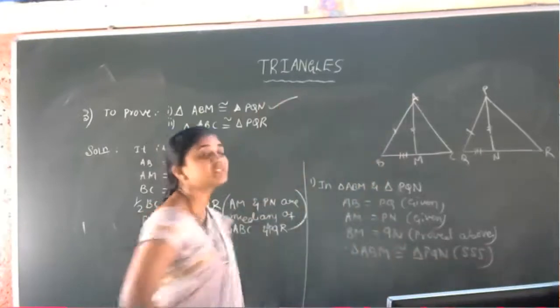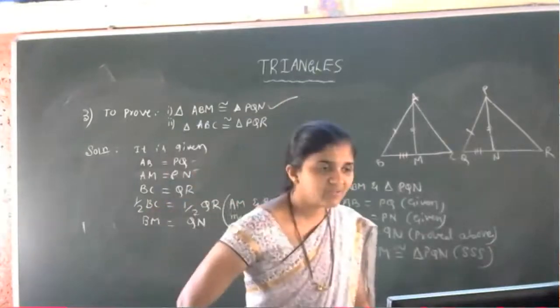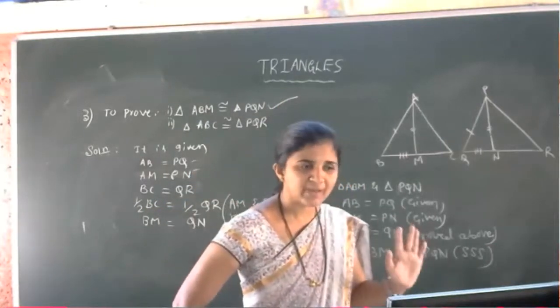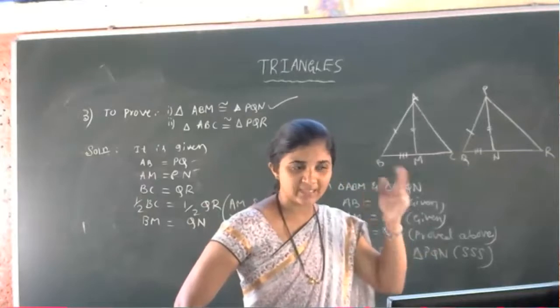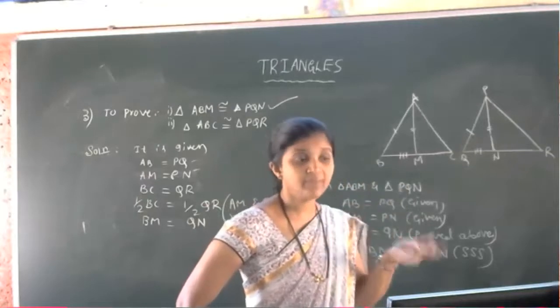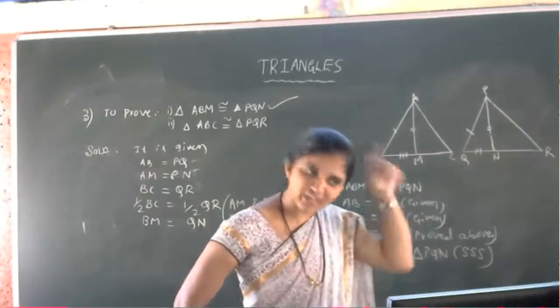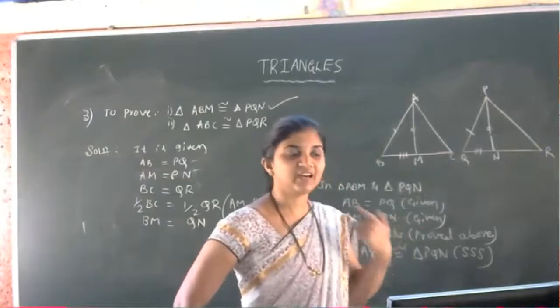First proof is over. Is that clear? Simple, no? Two parameters are given by themselves only. The third one we arranged with the given data only. Is that clear? First proof.